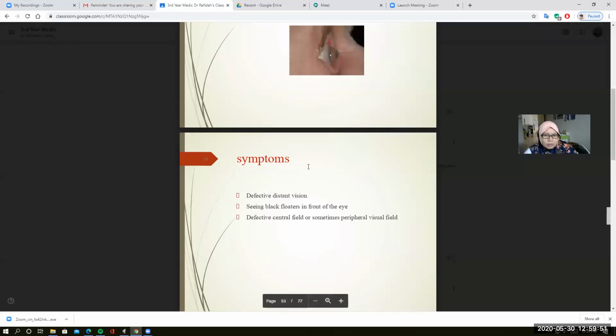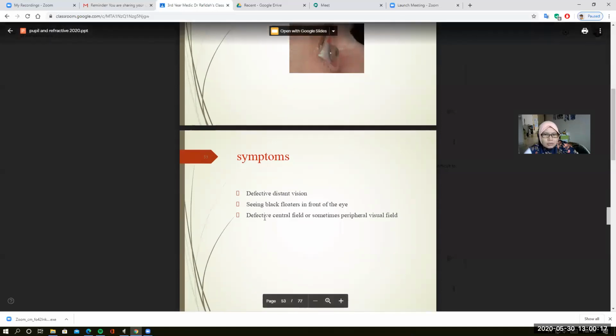So what are the symptoms? Defective distant vision, unable to see distance. I can see far but I cannot see near. And they can have floaters. Myopic people commonly see floaters when they read, or especially when they drive, and this can start as early as their 20s. Defective central field or sometimes peripheral visual field, but this is quite rare.